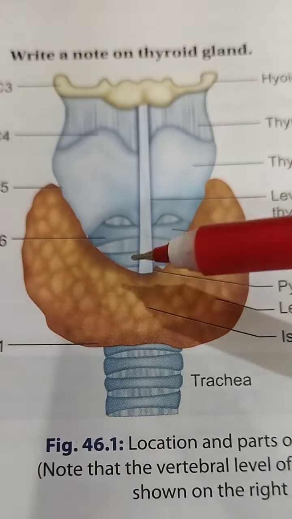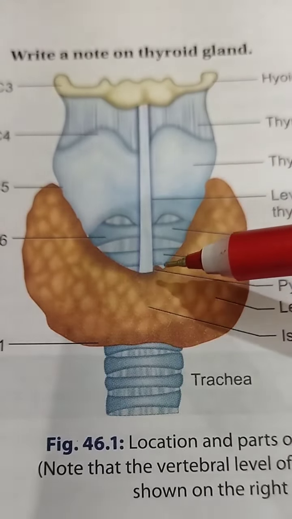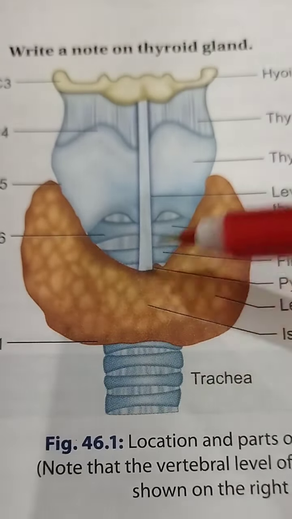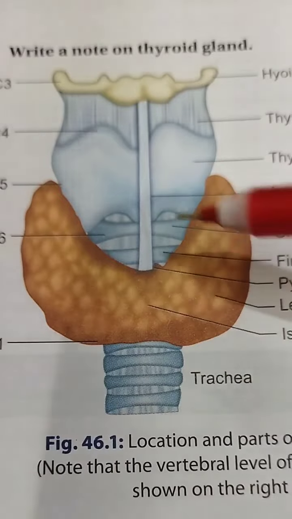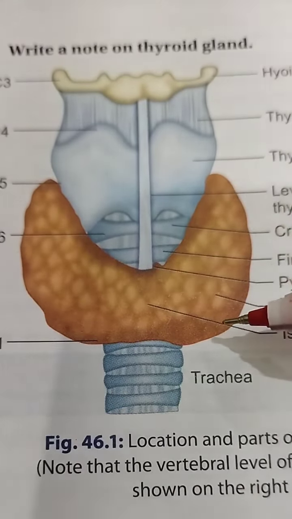Thyroid gland is an endocrine gland. It has the following parts. This is the isthmus. These are the two lobes of the thyroid gland. This is the upper pole. This is the lower pole.